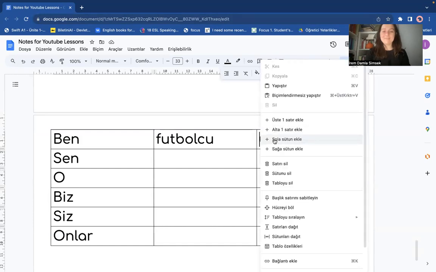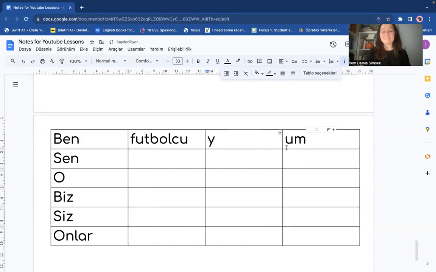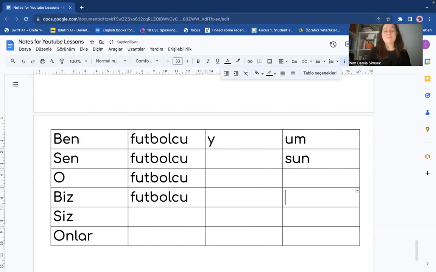Okay, let's do it again. I write this assistant sound. Ben futbolcuyum. I'm a football player. Sen futbolcusun. I don't need it here because it ends with a vowel but the suffix starts with a consonant. O futbolcu. Biz futbolcuyuz. I cannot say it without the assistant because it ends with a vowel and the suffix starts with a vowel. So we need a connector. Biz futbolcuyuz.